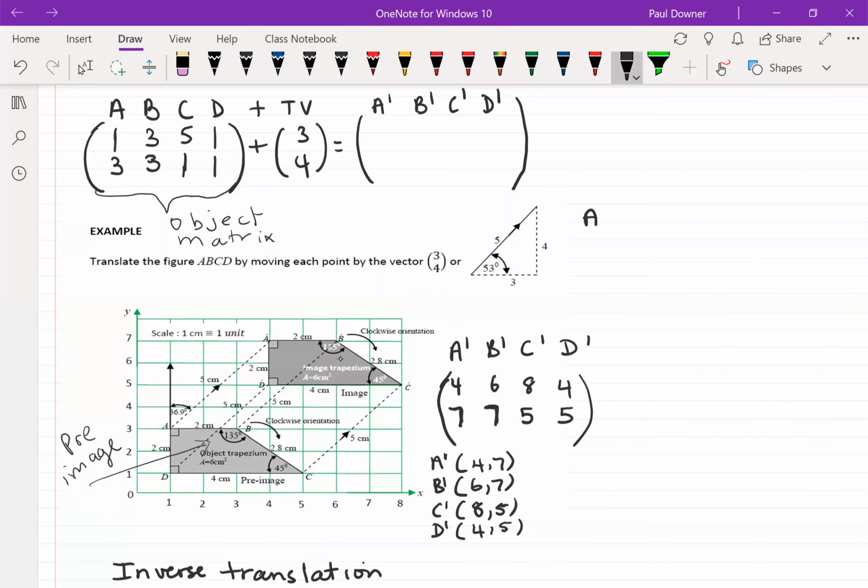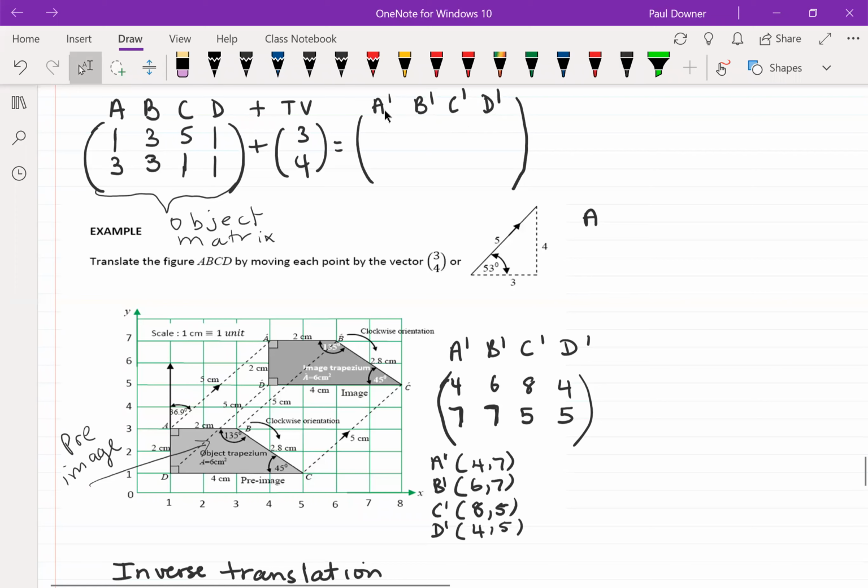So there's another name for the object. It's also called the pre-image. And that method is what we call the drawing method. There's a method now where you do calculation. So what we do, we write down the object points, we write down the translation vector, and then we can find the image points. And then you could plot the image points if you wanted, right?